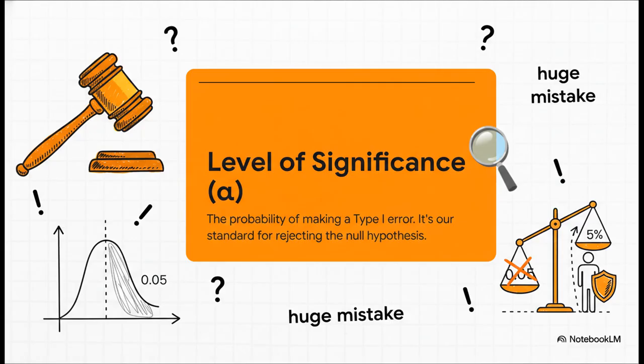In statistics, we call this the level of significance, or alpha. This is our line for beyond a reasonable doubt. It's basically the maximum risk we're willing to take of making a terrible mistake, convicting an innocent defendant. A really common standard, you'll see it everywhere, is 5%, or 0.05.